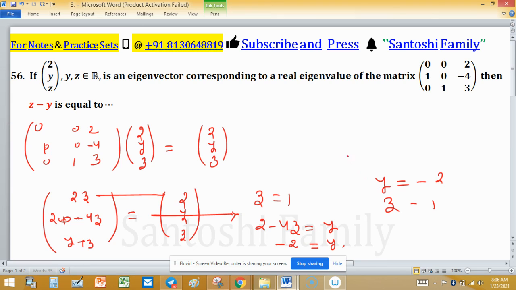So we need to find z minus y. The value of z is 1 and the value of y is minus 2. So minus minus turns to positive, so 1 plus 2 equals 3. So the value of z minus y is 3.